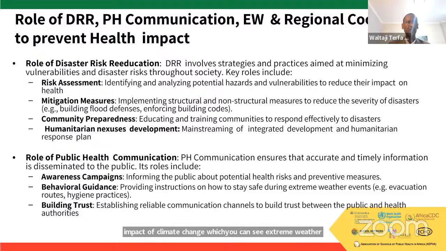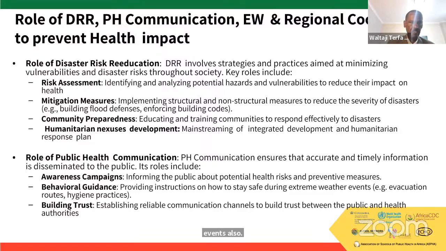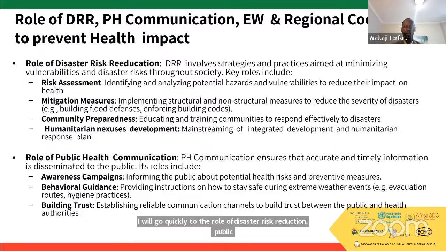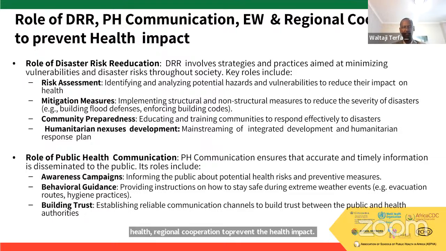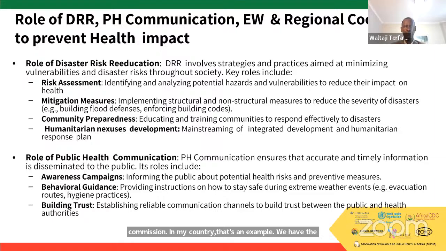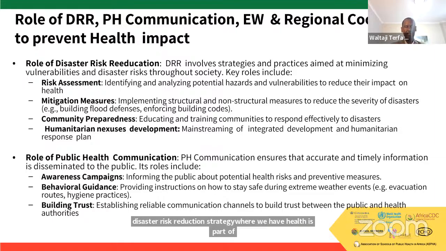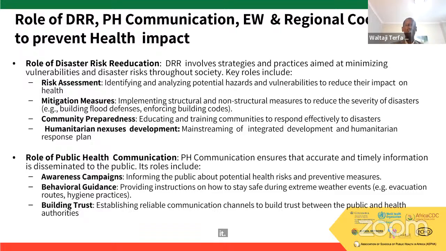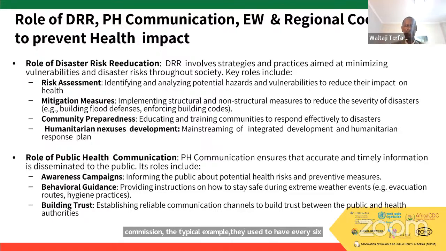I will go quickly to the role of disaster risk reduction, public health communication, and regional cooperation to prevent the health impact. Most countries have a disaster risk commission. In my country, for example, we have a disaster risk reduction strategy where health is part of it. A typical example is Ethiopia, where they used to have a seasonal assessment every 6 months across all sectors. It is a multi-sectoral seasonal assessment to address those risks. They do the risk assessment and then, based on it, develop the mitigation actions.